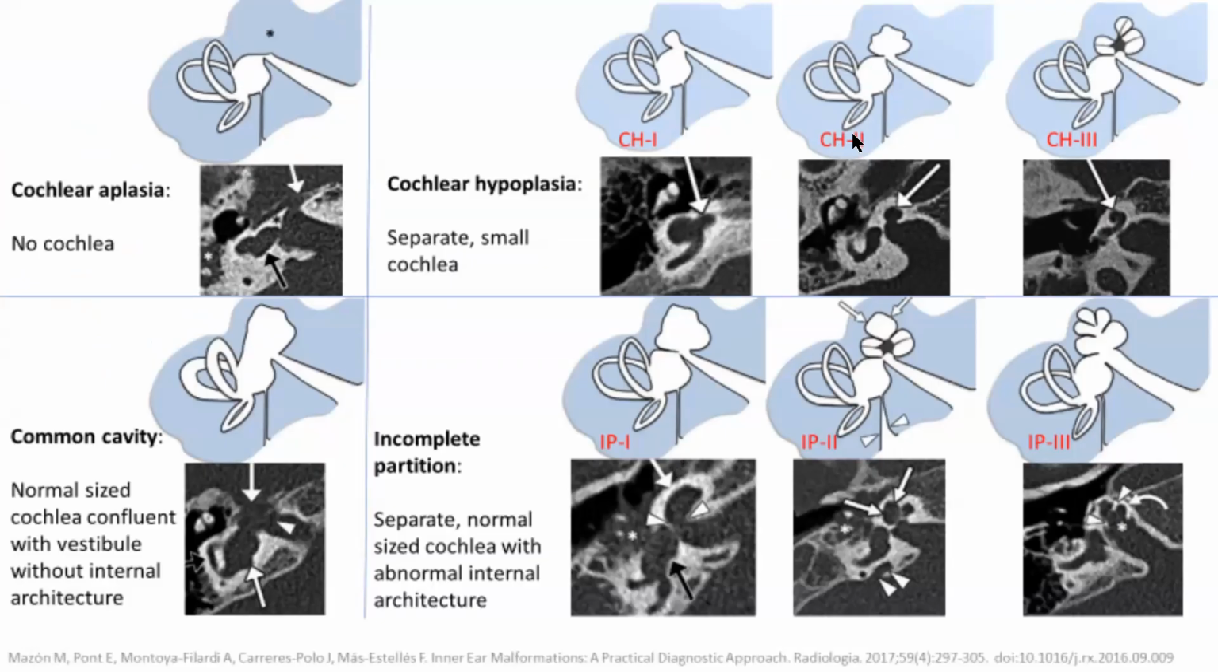So cochlear hypoplasia, as the name implies, means that the cochlea is small. So the external contour of the cochlea is smaller than what you would expect it to be. In IP1, the external contour is roughly the size of a normal cochlea, it's just that the inside is not partitioned. Whereas in cochlear hypoplasia, you have a kind of medium to small sized space for where the cochlea is developing.